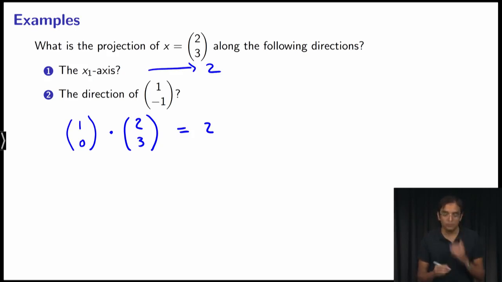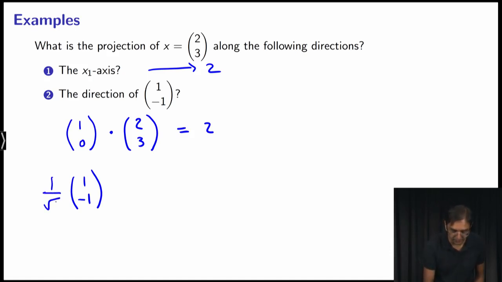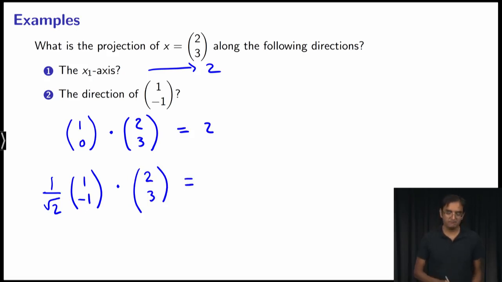Now let's do the second one. 1, negative 1, we want to project onto that direction. Oh wait, we need to make sure that it's a unit vector. What is its length? Well, it's the square root of 1 squared plus 1 squared, so it's the square root of 2. In order to make it a unit vector, we have to divide by its length. So we divide by square root of 2. Now we can take this and do the dot product with 2, 3. And what do we get? We get 2 minus 3 divided by square root 2, so minus 1 over square root 2. The answer to this is minus 1 over square root 2.